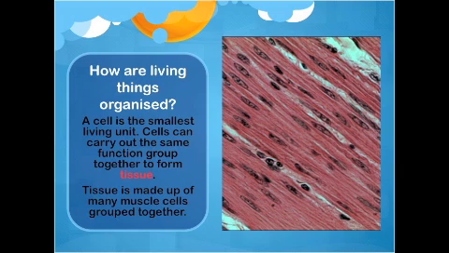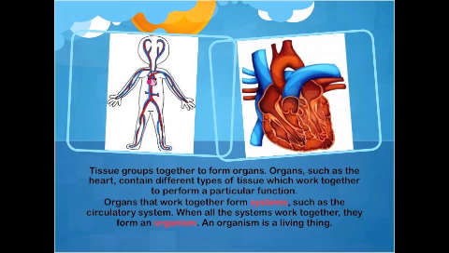How are living things organized? A cell is the smallest living unit. Cells can carry out the same function together to form tissue. Tissue is made up of many muscle cells grouped together. Tissue groups together to form organs. Organs, such as the heart, contain different types of tissue which work together to perform a particular function. Organs that work together form systems, such as the circulatory system. When all the systems work together, they form an organism. An organism is a living thing.